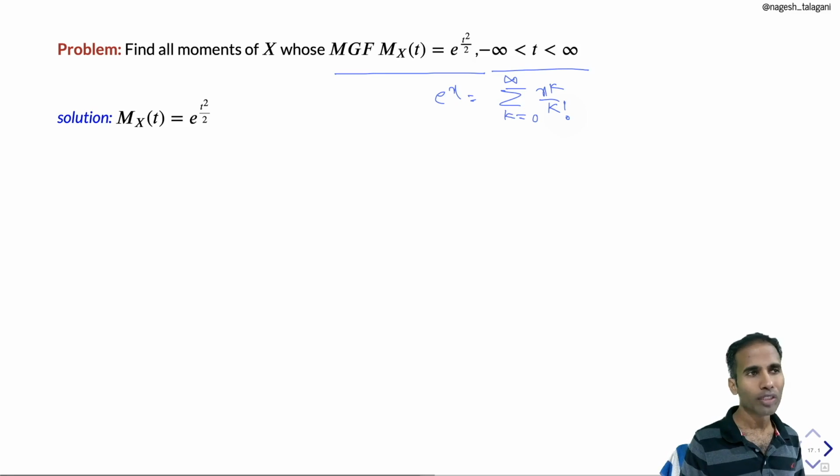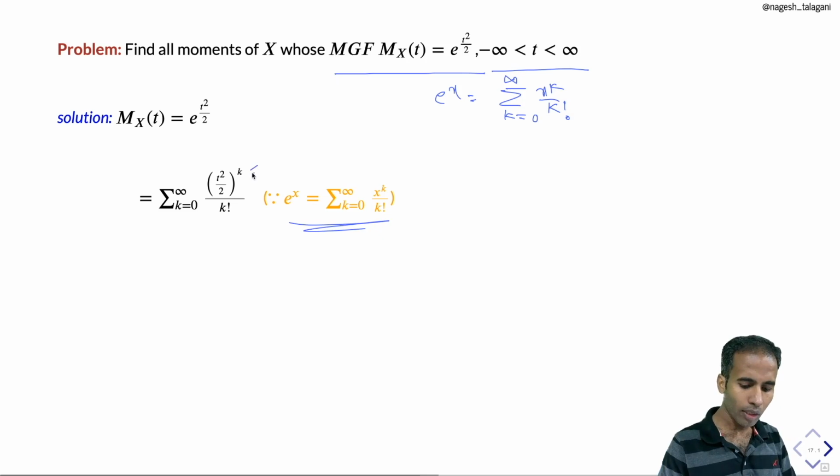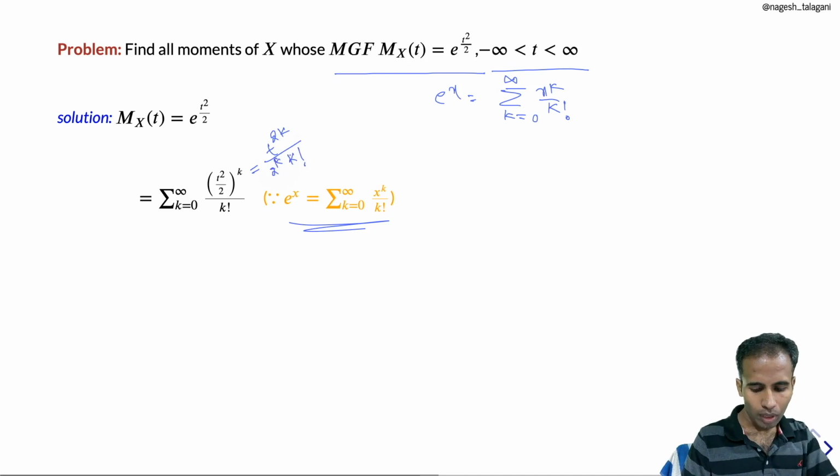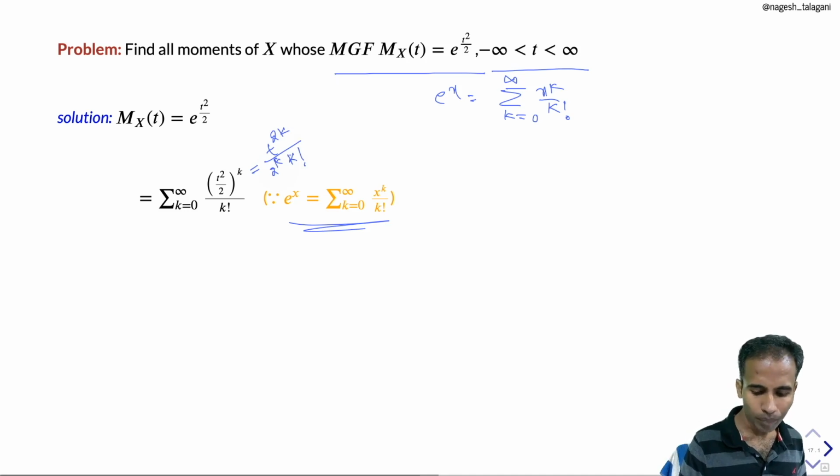Okay, so it's going to look like this: summation k equal 0 to infinity (t square by 2) whole to the power of k by k factorial, because of this. Fine. Now this term gets simplified to t to the power of 2k by (2 to the power of k times k factorial). Fine. Okay. Now I see there are no odd powers of t. There are only even powers of t.